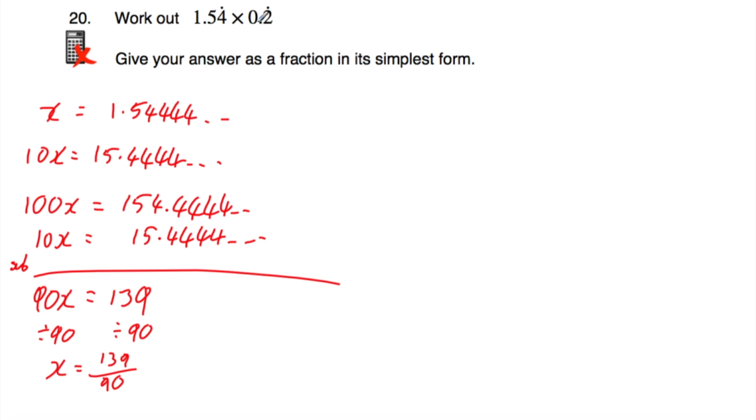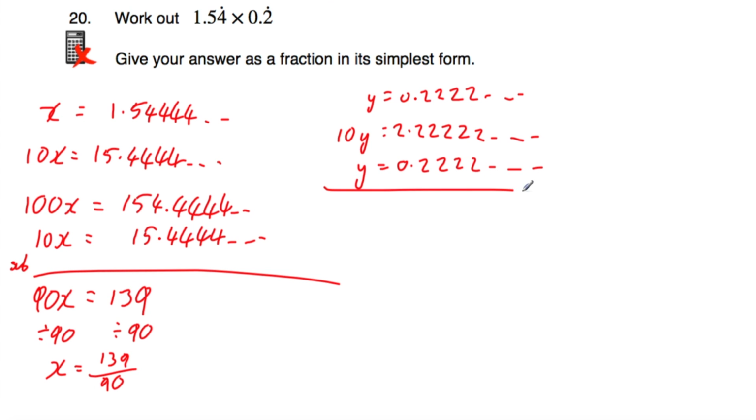Okay, let's now have a look at the 0.2222222 and so on. Well, I know straight away this is going to be equal to 2/9, because 1/9 is equal to 0.11111111. So 2/9 is equal to 0.22222 and so on. So let's work this out and just show that. So if we let y equal 0.2222 and so on, 10y would be equal to 2.22222 and so on. Both of these numbers have that 22222 after the decimal point. So let's write down y equals 0.2222 and so on. And let's take them away.